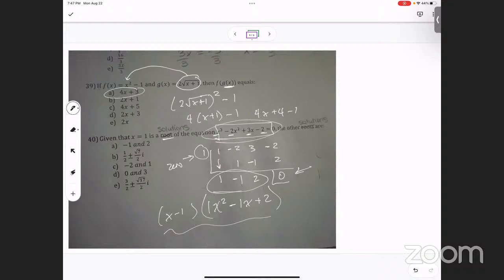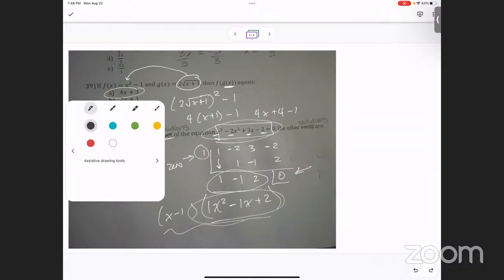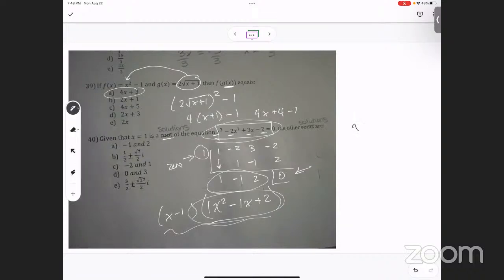Well, now I'm going to just factor this. How does this factor? How does x squared minus x plus 2 factor? Does it factor? Minus 2 and plus 1? I don't think so. I think it does. No, it doesn't. Minus 2 and no, it doesn't. So since it doesn't factor, we're going to have to use the what? Quadratic formula. Yeah, the quadratic formula.